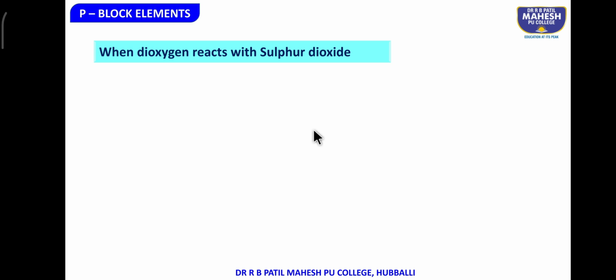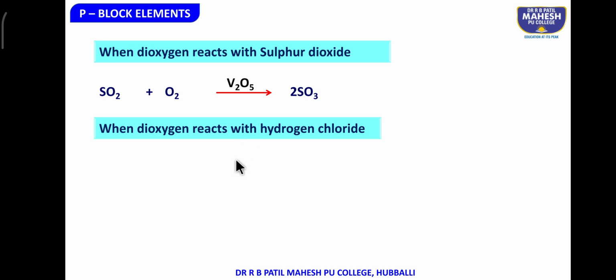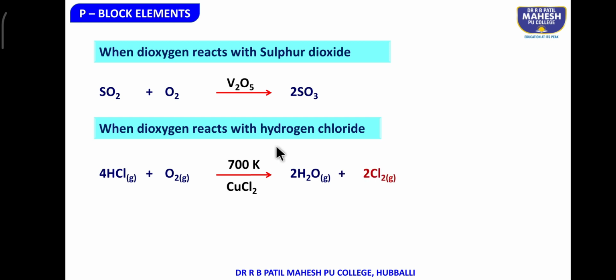When dioxygen reacts with sulfur dioxide, it forms sulfur trioxide as a product. This reaction is carried out in the presence of vanadium pentoxide as the catalyst. When dioxygen reacts with hydrogen chloride, we get water as the product along with chlorine, and this reaction is carried out at a high temperature of 700 Kelvin in the presence of the catalyst cupric chloride.